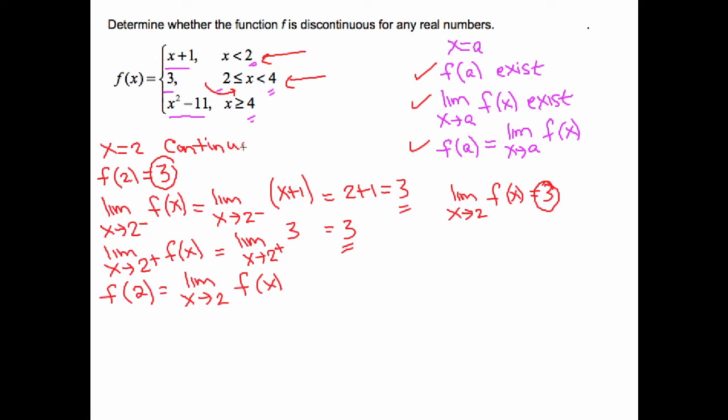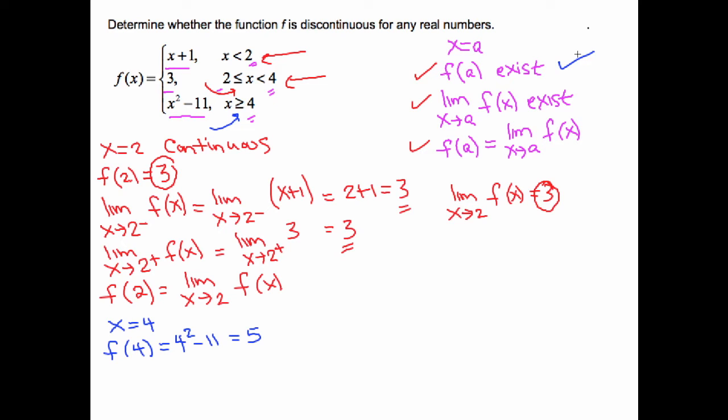So if I'm answering this question accurately, determine whether the function is discontinuous for any real numbers, now I'm down to the only possible real number it can be discontinuous at is 4. So I'll start by asking myself, does f of 4 exist? Well, if I look at this inequality symbol, I know to use the third equation when evaluating this function at 4. And when I do that, I end up with 4 squared minus 11, which is 16 minus 11, that's 5. So f of 4 does exist.